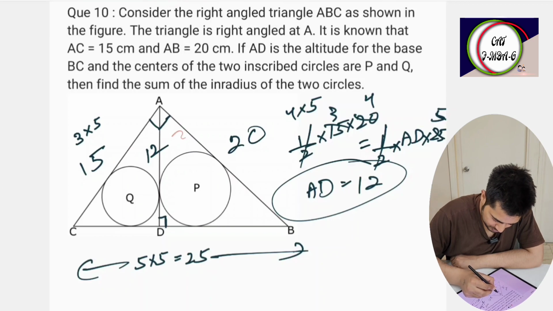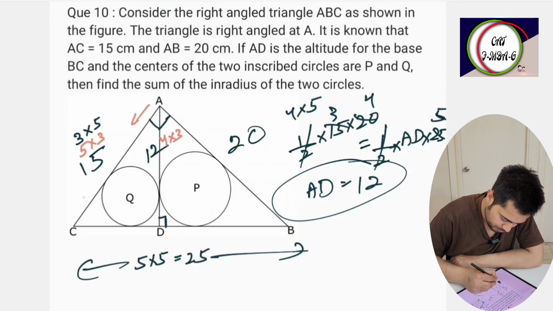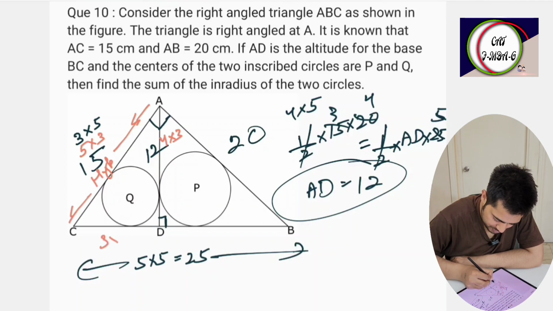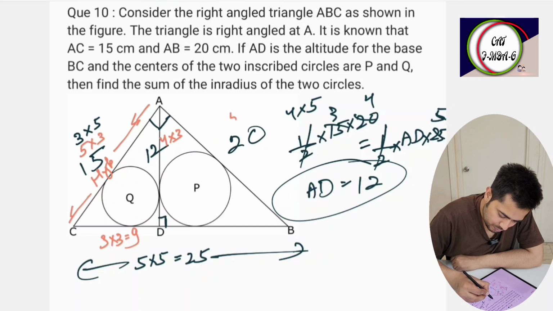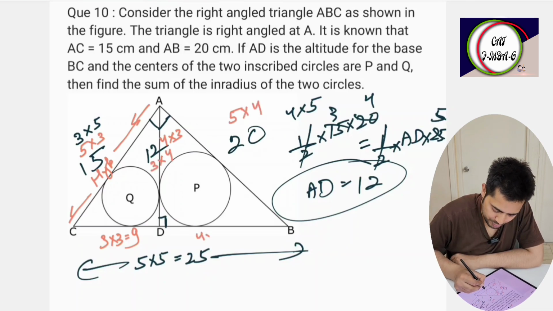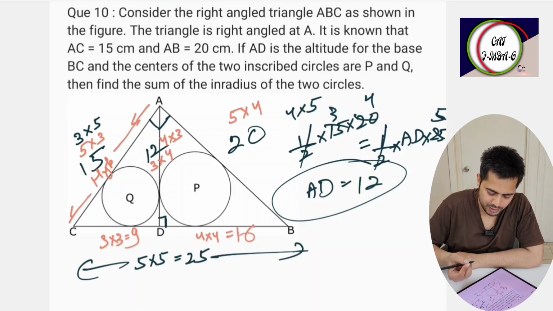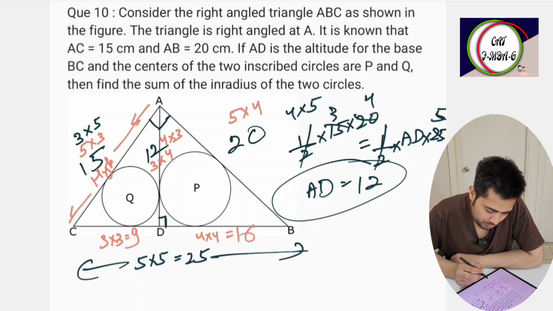Now this can be written as 5 into 3. This is 4 into 3. Now this is the hypotenuse for triangle ACD, and this can be written as 3 into 3 is equal to 9. Similarly, this can be written as 5 into 4. This can be written as 3 into 4. This can be written as 4 into 4 is equal to 16. So 16 plus 9 is 25. Okay, now we know all the dimensions.